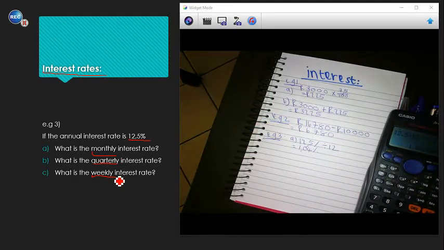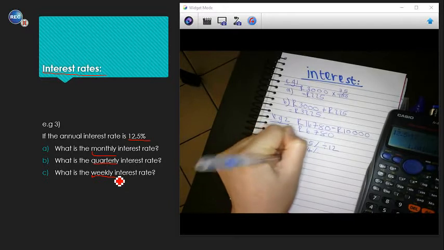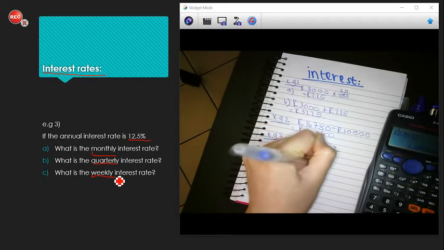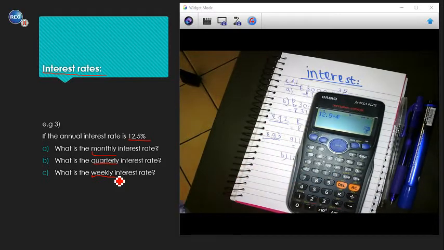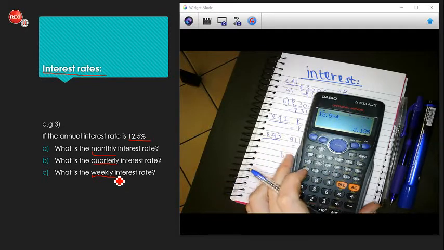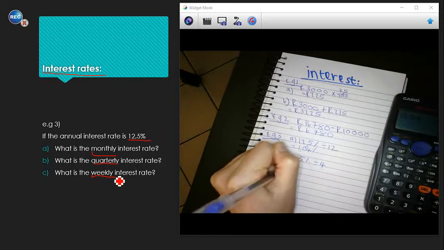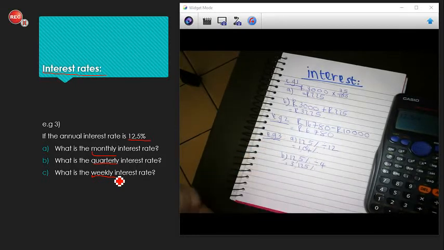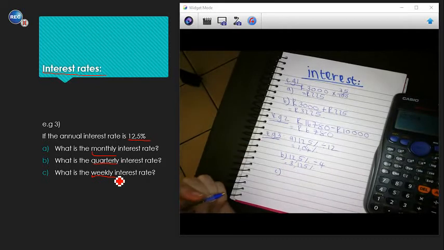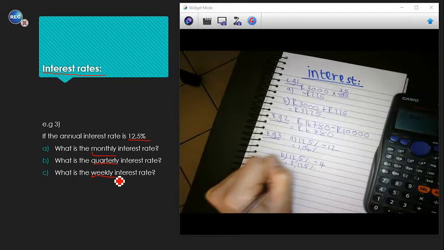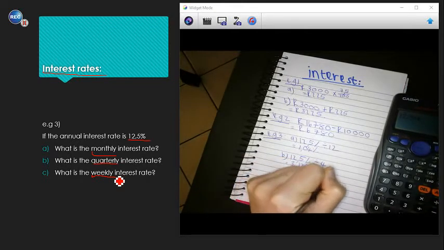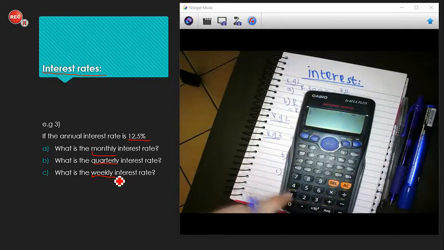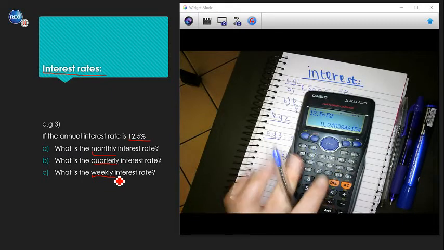Then they ask us for the quarterly. So in other words, if something is divided into a quarter, you divide it by 4. So then if we say 12.5 and we divide it by 4, then we end up with 3.125% per quarter. And then the final question here, question C, what was the weekly interest rate? And then 12.5%. We know that there's 52 weeks in a year, so we divide it by 52. And that gives me a total of 0.24%.